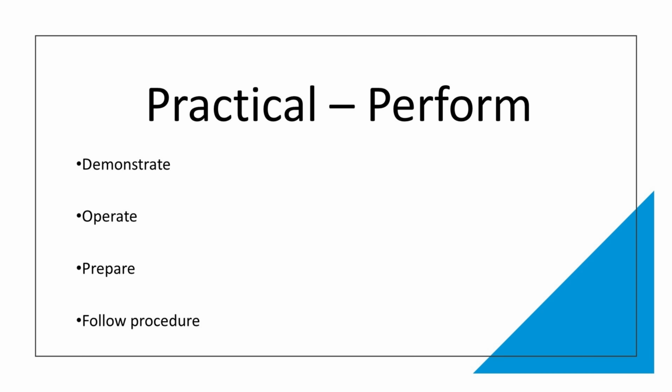Let's start with demonstrate. When it says demonstrate, this means show the skill physically. This is what is required from you. Do the task while the assessor observes. Operate. When it says operate, this means use the machine or system. This is what is required from you. Use it correctly and safely, following the steps.